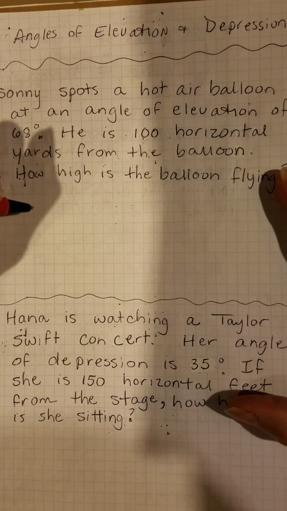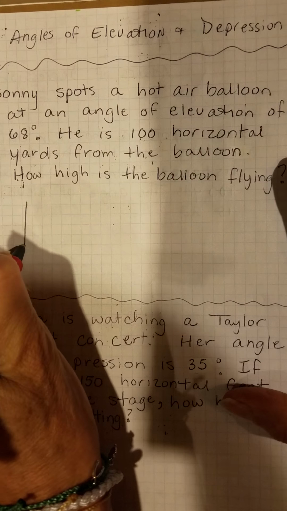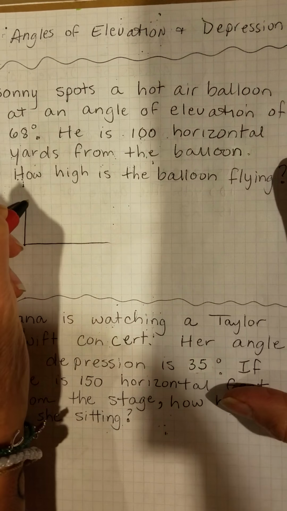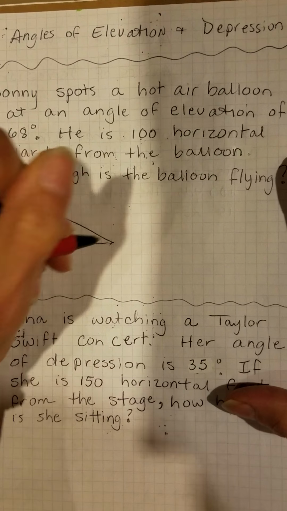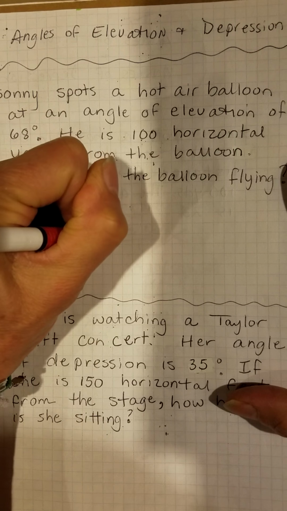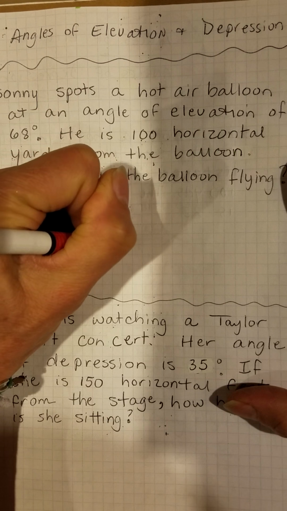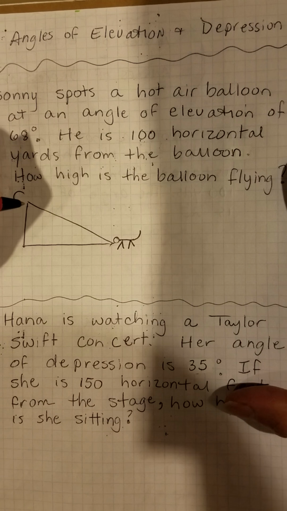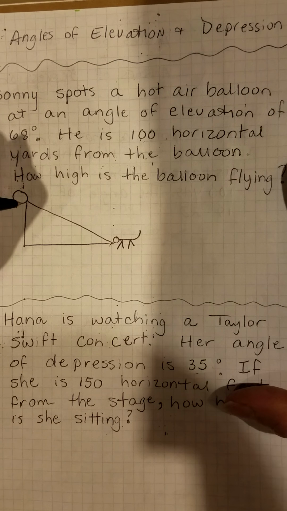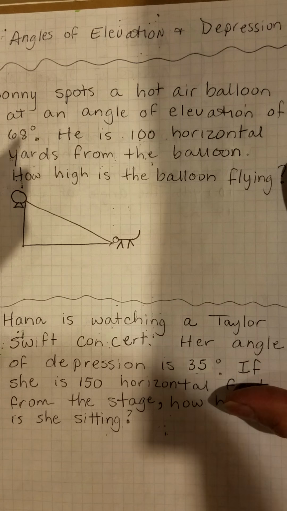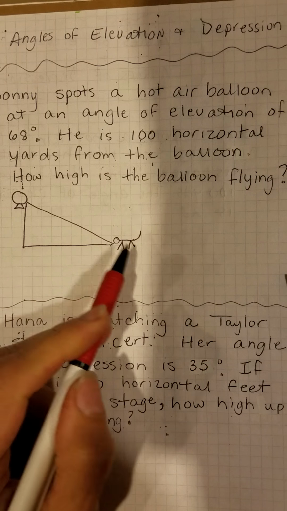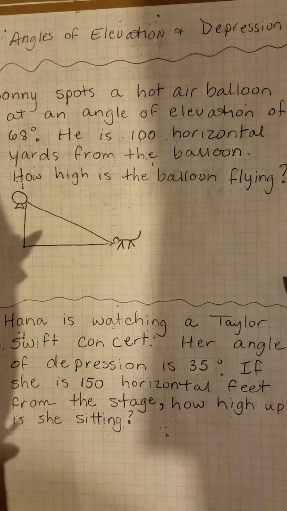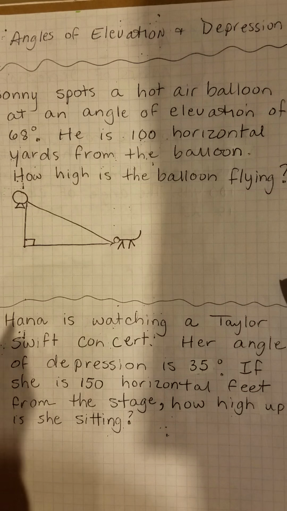Step 1, draw a triangle. So here's a triangle. Here's Sunny. Sunny happens to be my dog, so I'm going to draw my dog. Don't laugh, it's a stick figure. And here's a balloon. Oh gosh, those people are going to fall out of the basket. But anyways, there's the dog, there's the balloon, and there's the right triangle.